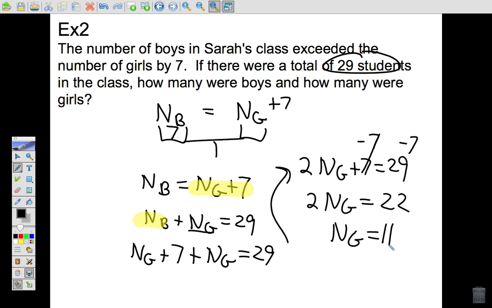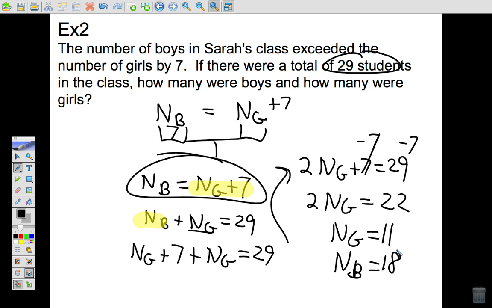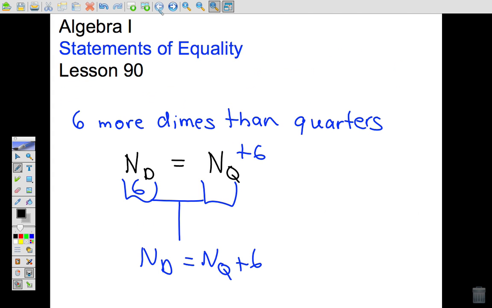So now where's the easiest place I can get the number of boys? Well, I'll just add 7 to that, and I get 18. So the number of boys is equal to 18. Now, do these add up to 29 students? They do. And is there 7 more boys than girls? There is. All right, so this topic then is called Statements of Equality.